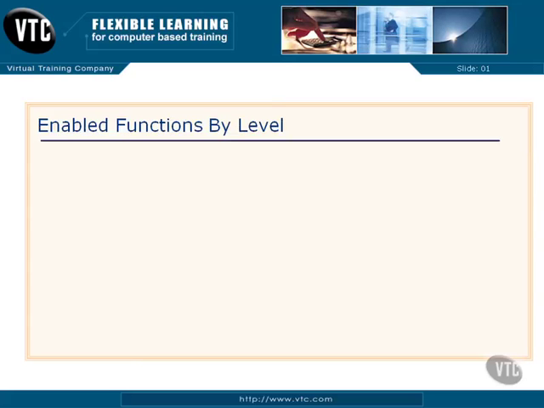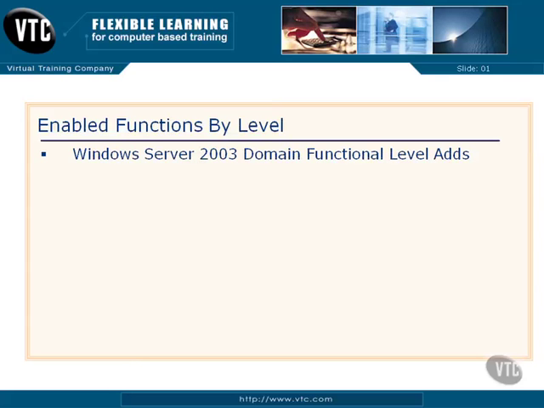I hate to do this to you, but in this video we're going to talk about the enabled functions by level. And what I mean by that is when I raise the domain to the Server 2003 functional level, what do I get for that? What's going to start working now? What new functionality has been added?